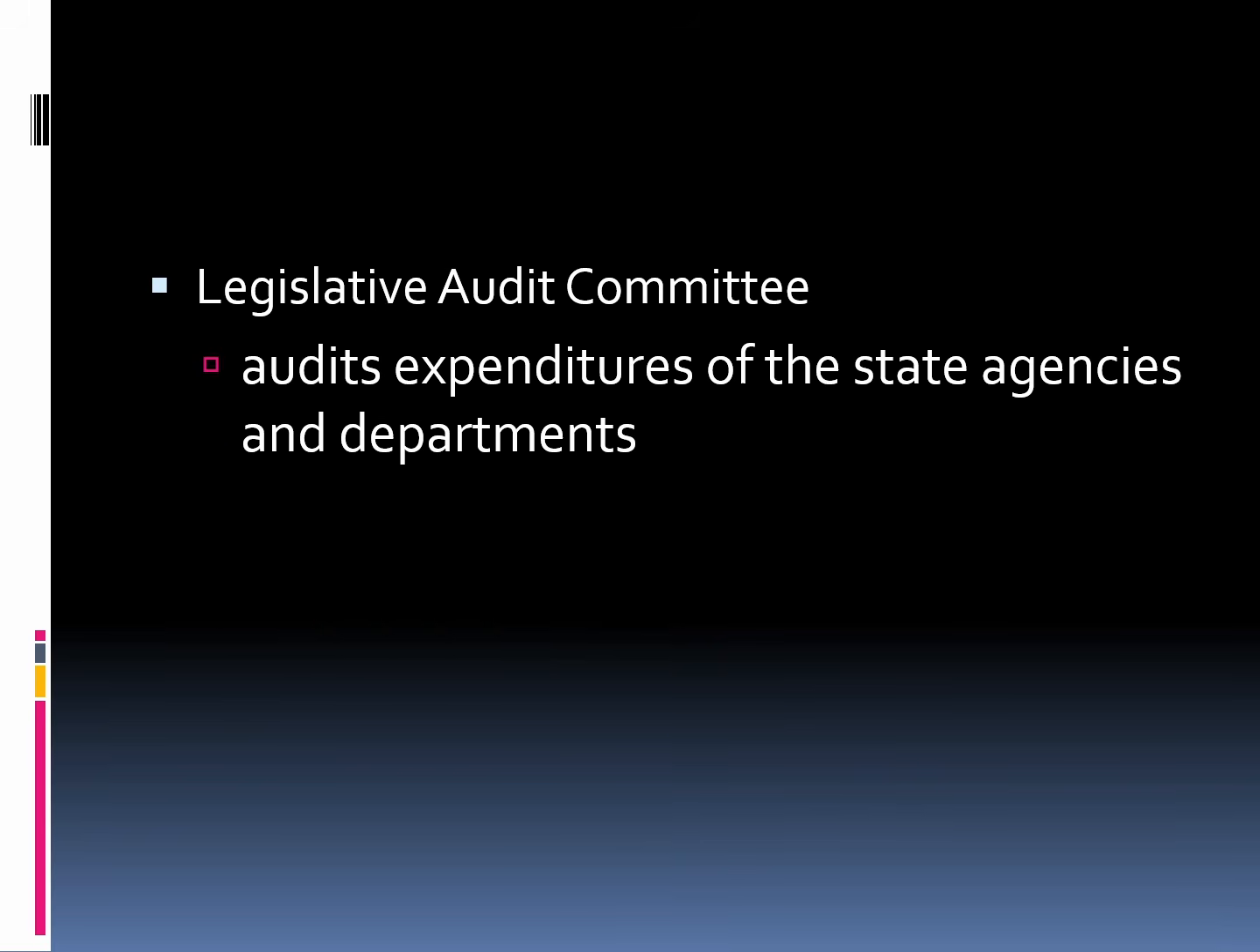Now, the third one is called the Legislative Audit Committee. I think everybody knows what an audit is, right? The state has one, and it audits the expenditures for the state agencies and the departments. In the state of Texas, we have what's called a fiscal year, and the fiscal year is September 1st through August 31st. So towards the end of the year, maybe in June or the beginning of July, they're saying we have to close out our books, and we have to conduct our own audit.